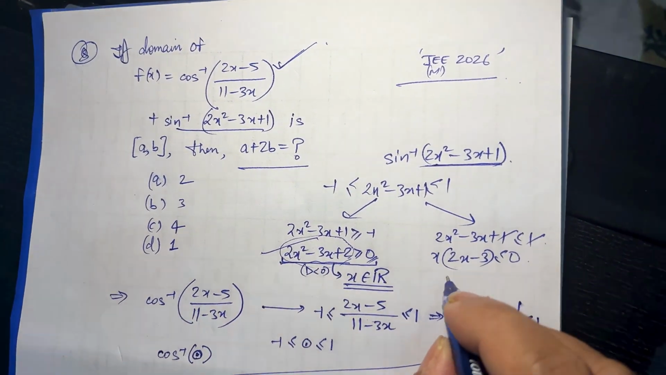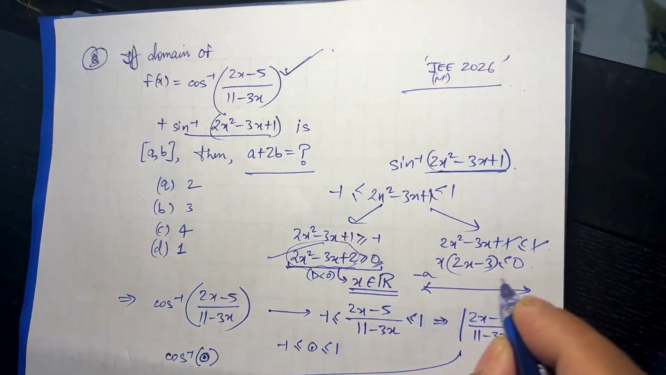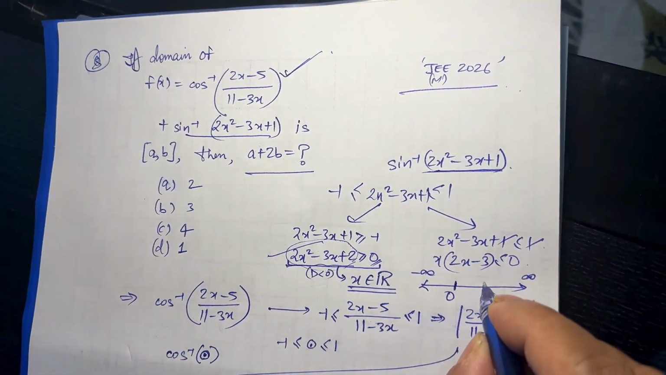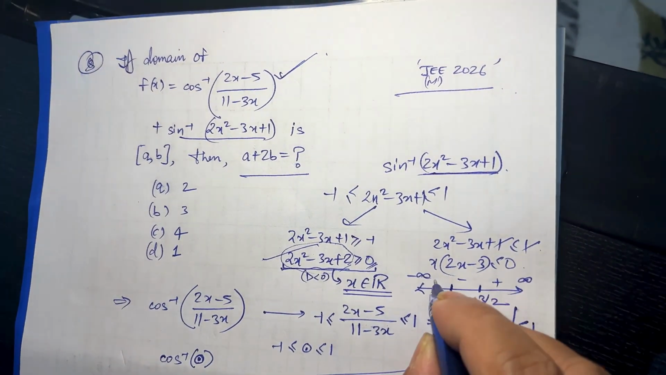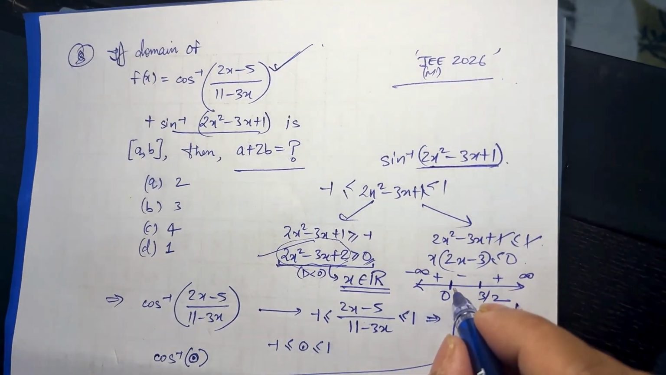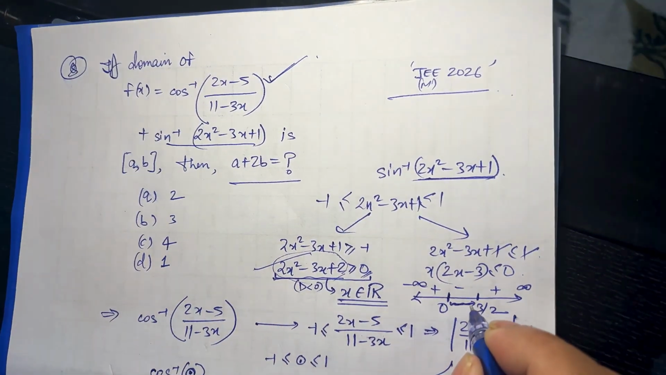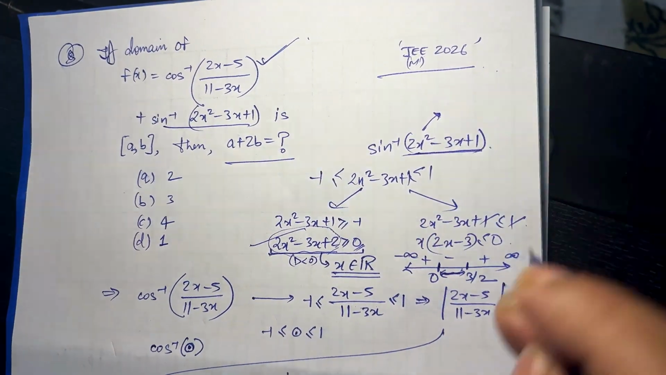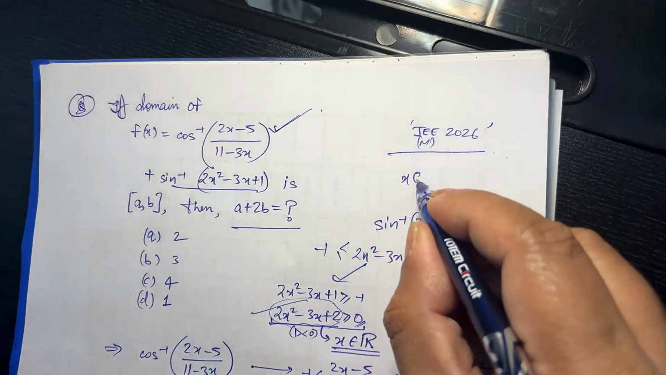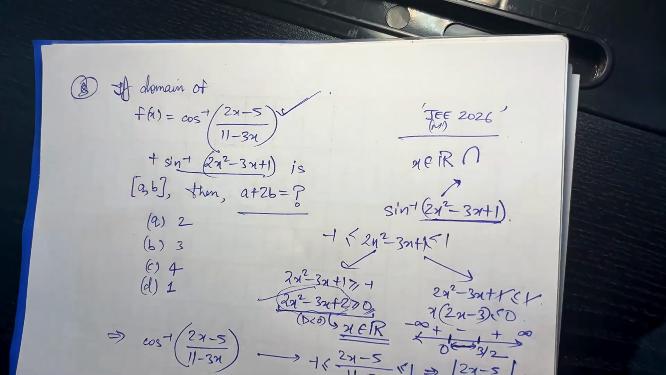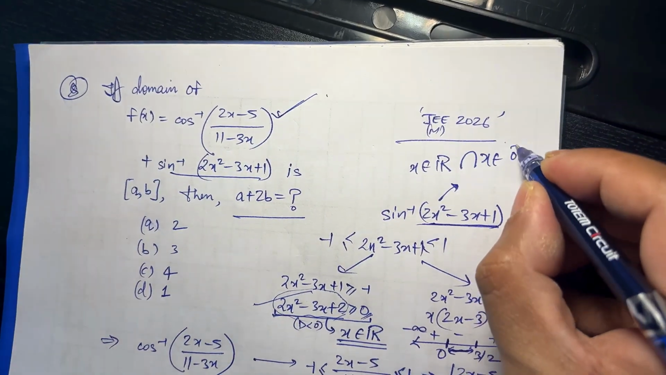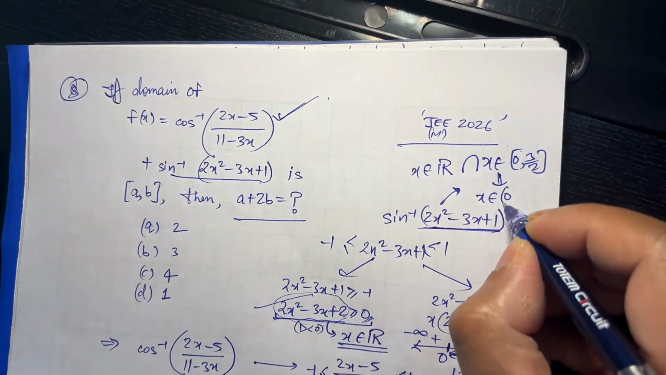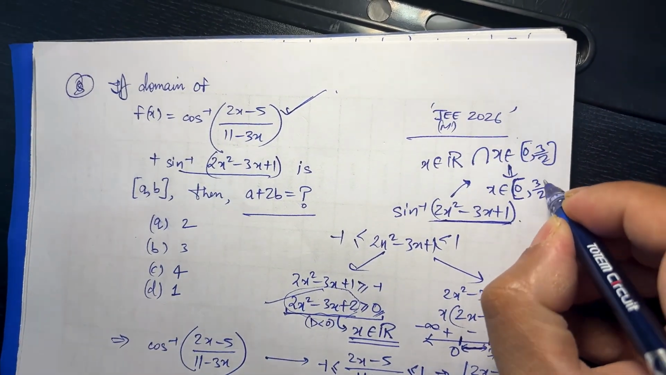Solving this one on the wavy curve again, we'll get 2 points, 0 and 3 by 2. Now since we need the value to be less than or equal to 0, applying the wavy curve, we'll get this area, which will give a value less than 0. So for this function, the domain would be x belongs to R, intersection with x belongs to 0 to 3 by 2, which gives us a net domain of x belongs to the closed interval 0 to 3 by 2.